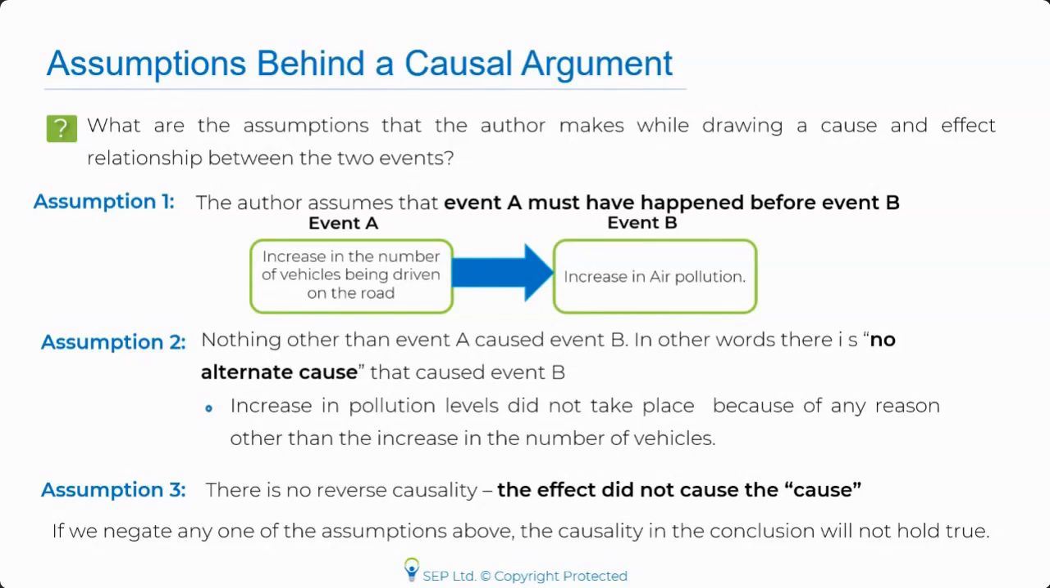So the basic assumption behind any causal argument is that the cause took place first and only then the effect took place. Now, if you look at assumption three, Govindam, assumption three is along the lines of assumption one. If event A took place first and then event B, then you are assuming that event B did not cause event A, right? There is no reverse causality. Can you see that, Govindam? Assumption one and assumption three are actually two sides of the same coin. If event A took place first, then event B took place, then we cannot say that event B caused event A, right? Is assumption three clear? Manisha and Govindam, are you clear about the causality?